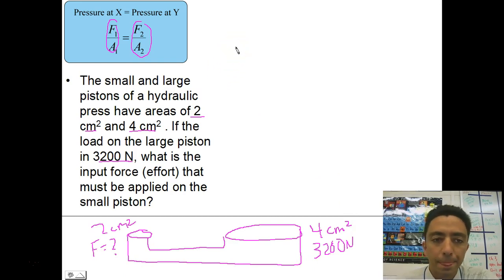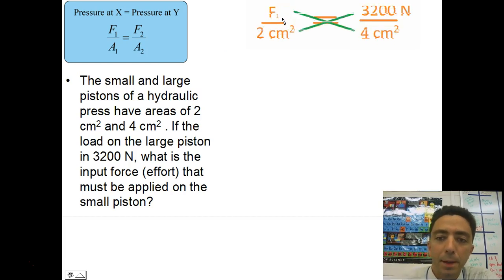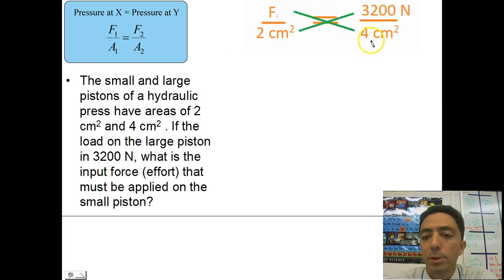I'm going to go ahead and plug the numbers into the equation, and we get something like this, right? F1, that's what we're solving for, over 2 centimeters squared equals 3,200 newtons divided by 4 centimeters squared. There's two different ways you can attack this. I really recommend using the cross multiplication method, where we would multiply our F times 4 centimeters squared and our 2 centimeters squared by 3,200 newtons.